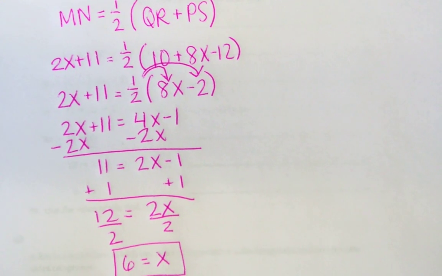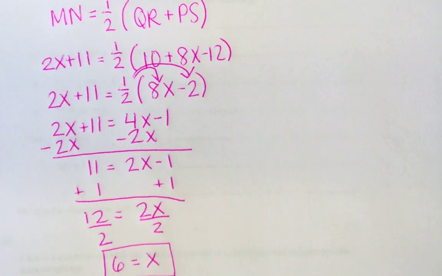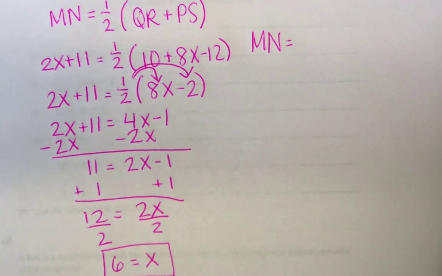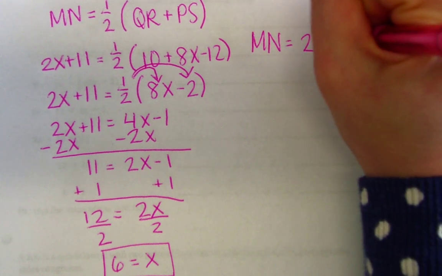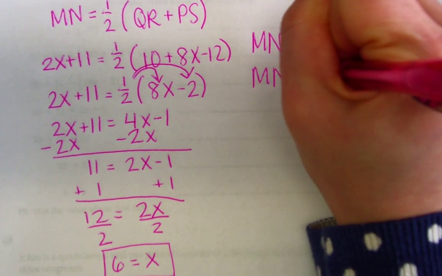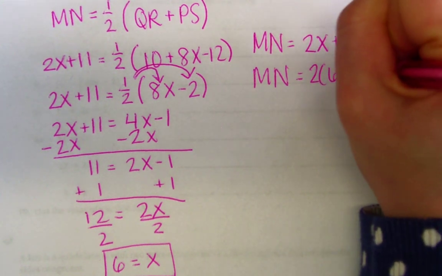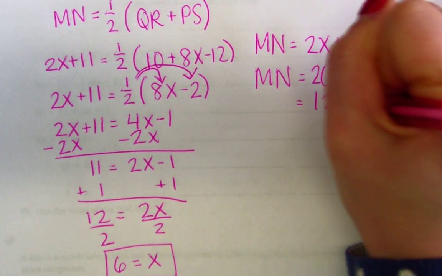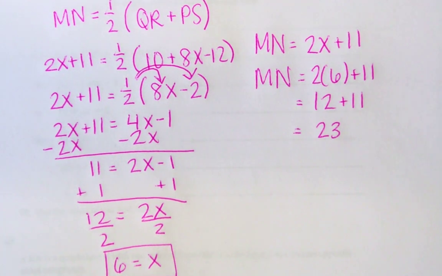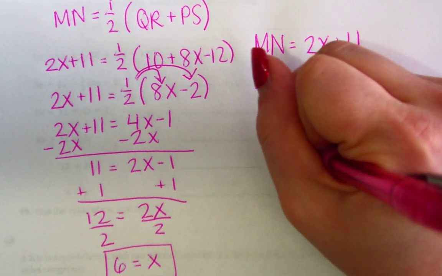I know what x is now, so I can go back and plug x in for MN in the expression and find out what MN actually is. So MN, the expression that they gave us, is 2x plus 11. So MN in this case is going to be 2 times 6 plus 11, which is the same as 12 plus 11, which is going to give me 23. So MN is 23.